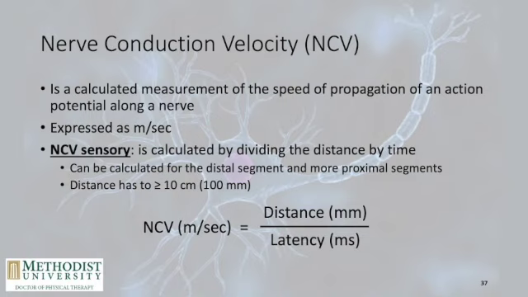So when we talk about nerve conduction velocity, don't get too caught up on the equation at the bottom of the screen. It's pretty darn easy. Basically, it's just a measure of the speed of propagation of an action potential. It is the normal velocity calculation: meters over seconds, or in this case, millimeters over milliseconds.